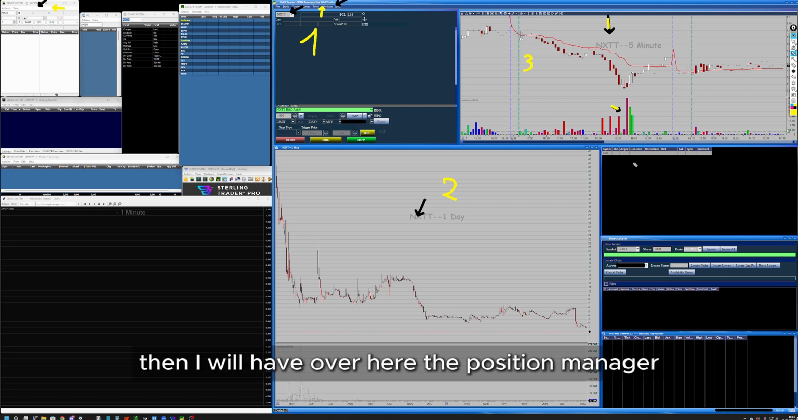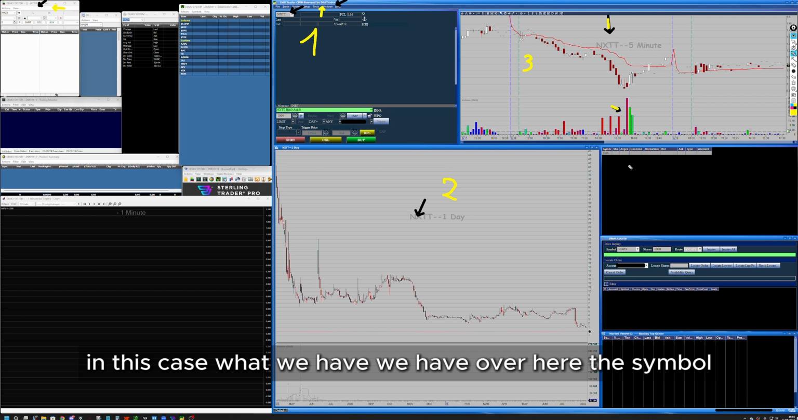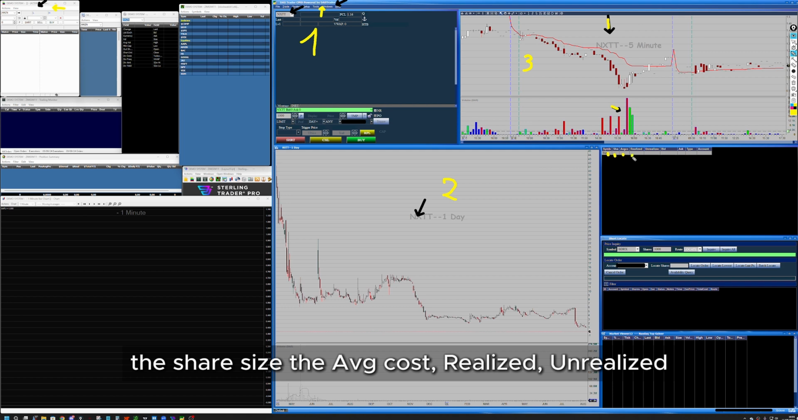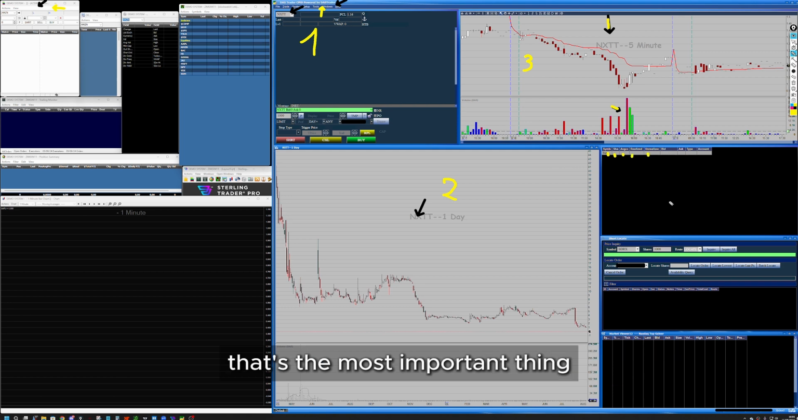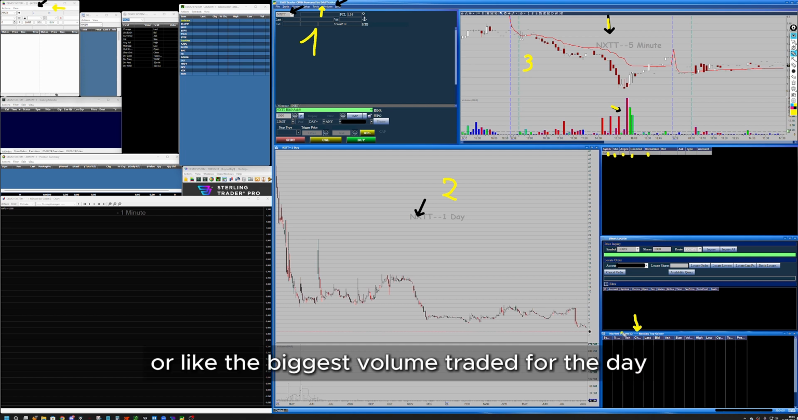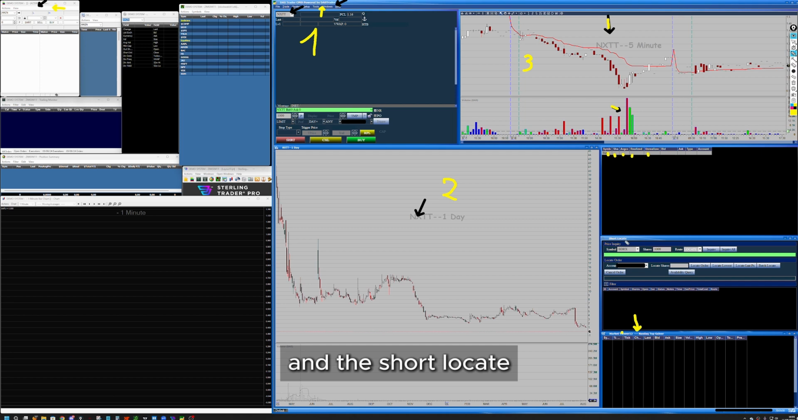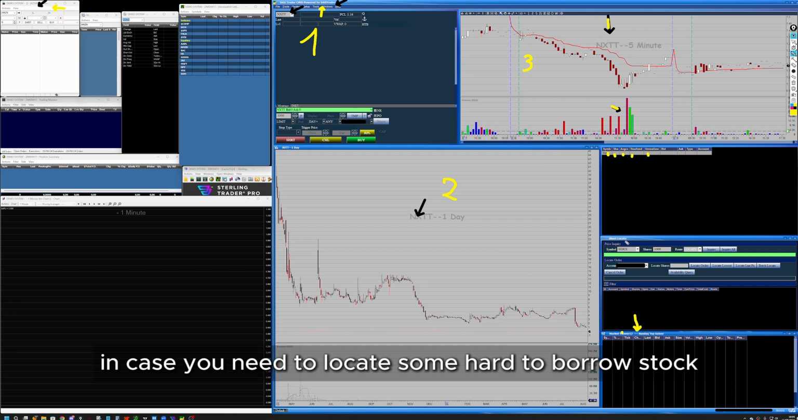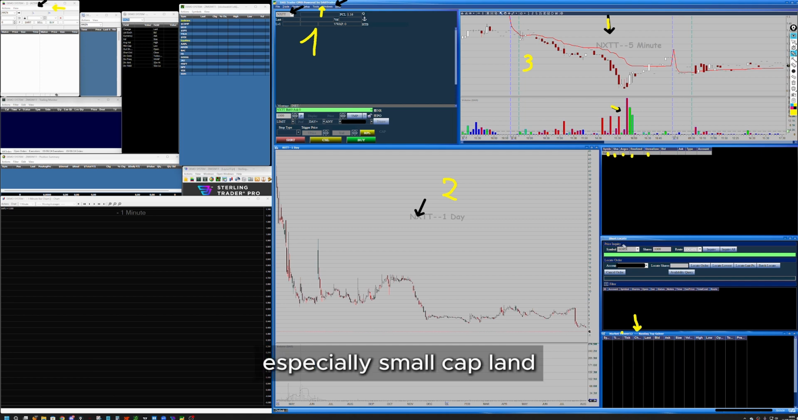Then I will have over here the position manager. In this case, what we have over here is the symbol, the share size, the average cost, realized and unrealized. That's the most important thing. And then I need to have a scanner, which will tell me the highest or lowest or the biggest gainers or the biggest volume traded for the day. And the short locate, in case you need to locate some hard to borrow stocks, especially in small cap land.